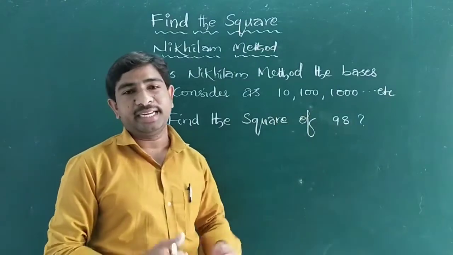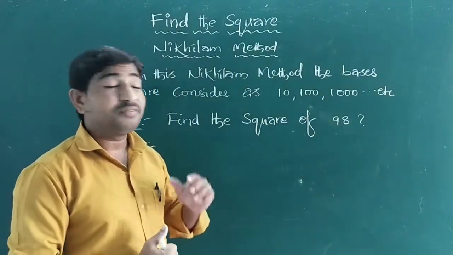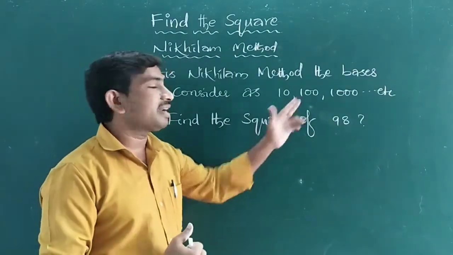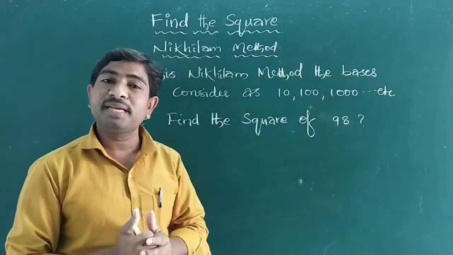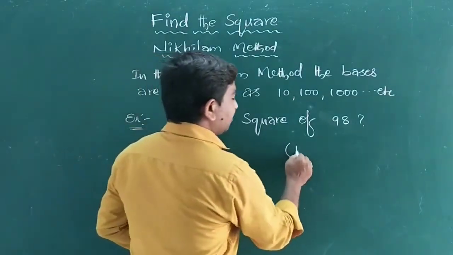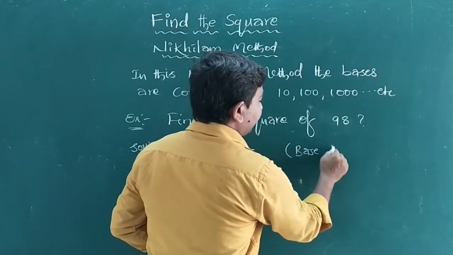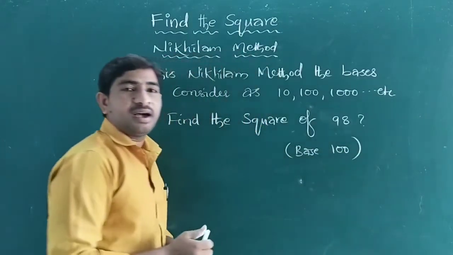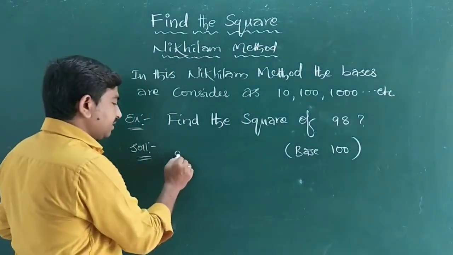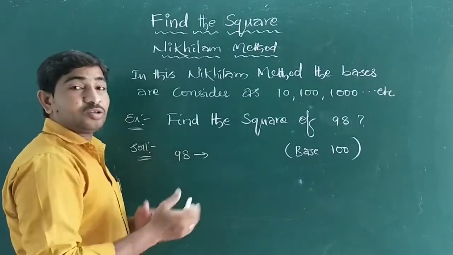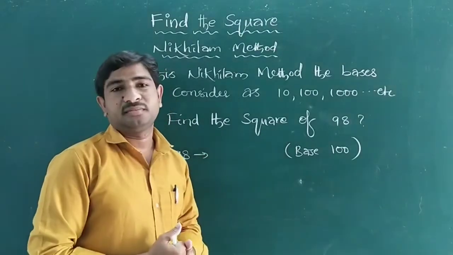Find the square of 98 by the Nikilam method. If you observe, 98 is near to 100. So our required base is 100. You have to consider the base as 100. So this 98 is 2 less than 100.